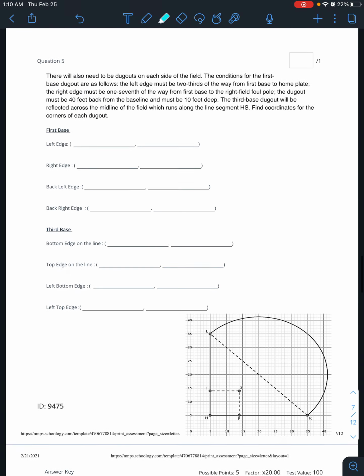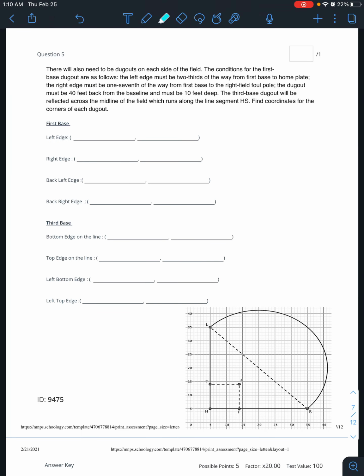All right, last but not least is question number 5. This question, once again, is a long paragraph. This question really tests segment partition. That's one thing that I wanted to focus on in this question, and just your ability to follow instructions. So you'll see right here, I said 10 feet deep, but on your paper, it should say 10 feet wide. Okay, so that was fixed in your copy.